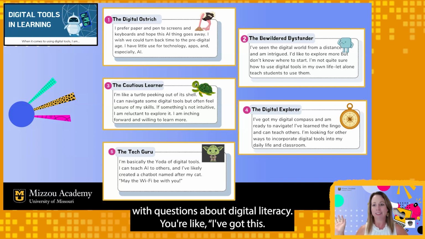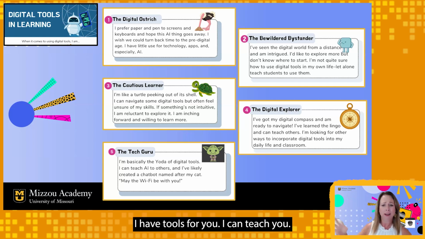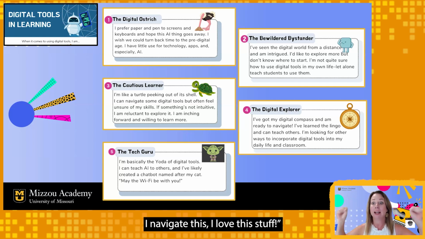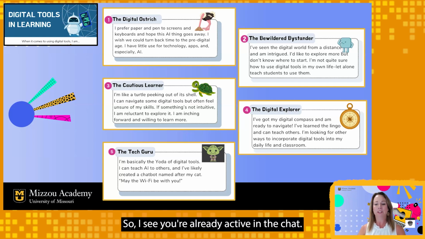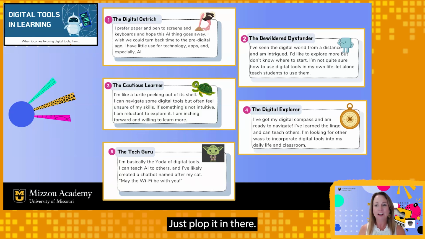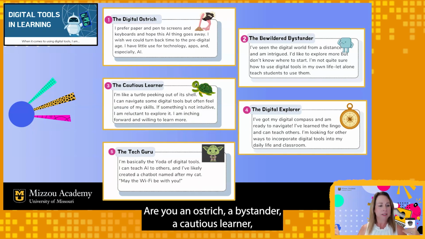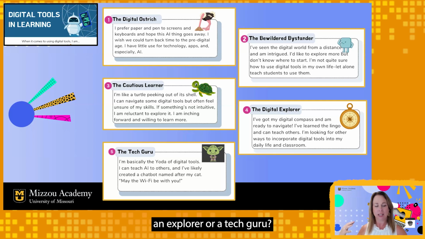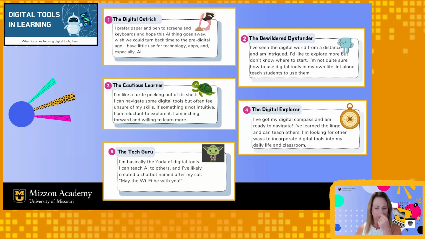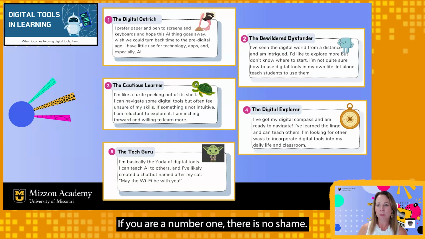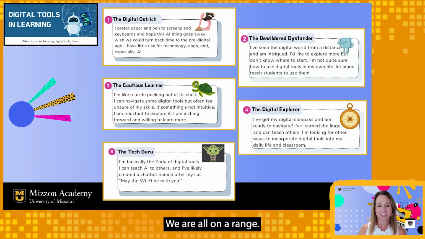You're like, I've got this. I have tools for you. I can teach you. I navigate this. I love this stuff. So I see you're already active in the chat. Just plop it in there. Are you an ostrich, a bystander, a cautious learner, an explorer, or a tech guru? And own it. If you are a number one, there is no shame. We are all on a range.